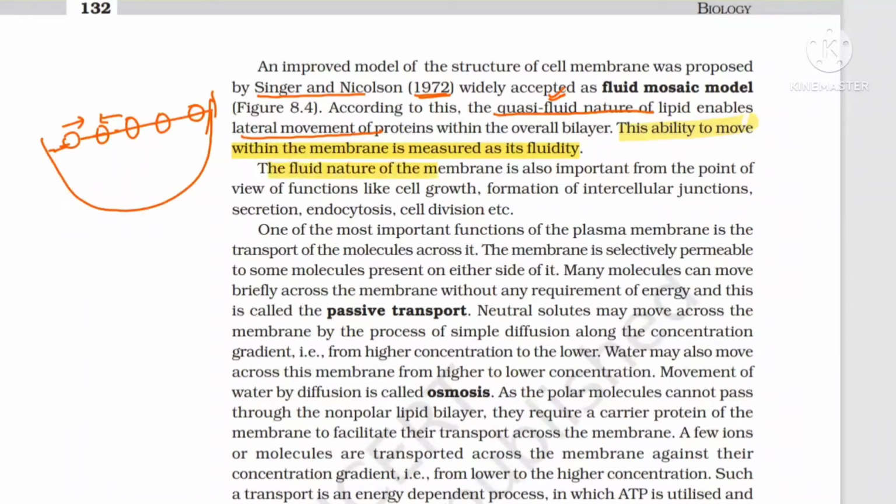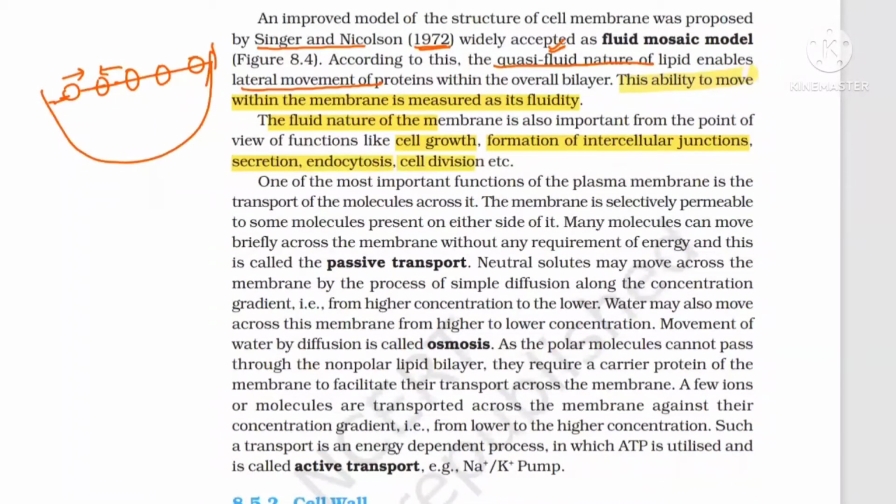And fluidity is important. Why do you want it? So that you can check cell growth. You know very well, cell growth is because of the fluid nature. That's why we studied cell extension and morphology, the cell wall being capable of extension. To make intercellular junctions, tight junctions, gap junctions, for secretion, exocytosis, endocytosis, or cell division, we want the fluid nature because of this only. Is it clear?